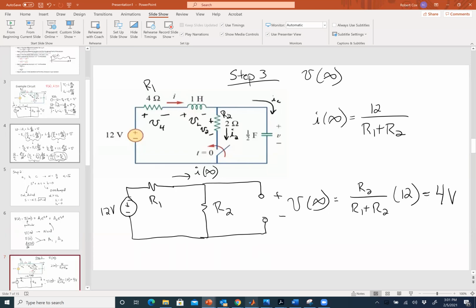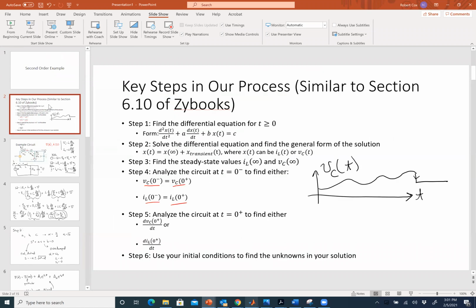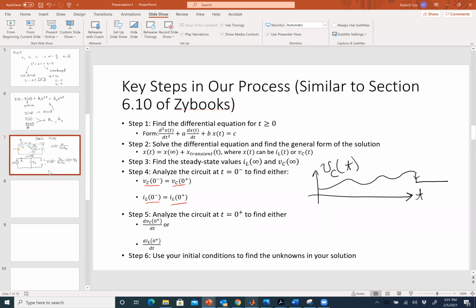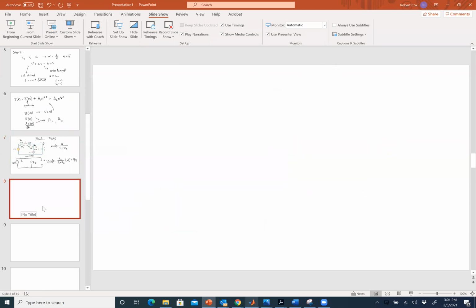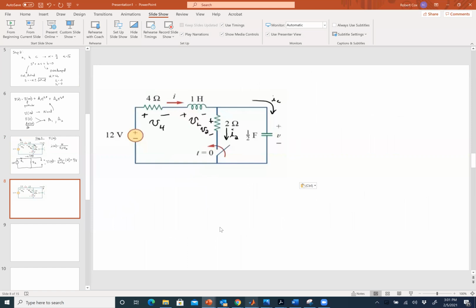Okay. All right. Step 4 time. Step 4, basically, analyze the circuit at t equals 0 minus. The key thing about t equals 0 minus is, if I move the circuit over here again, this is step 4. At 0 minus, what's true about that switch? It's not flipped, so that R2 goes out the window.